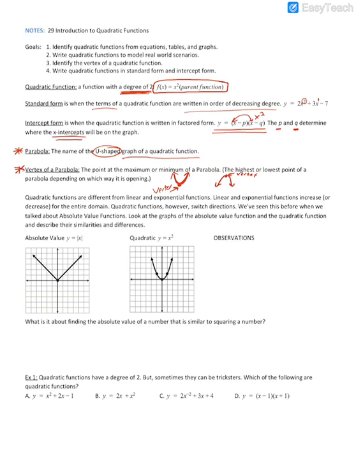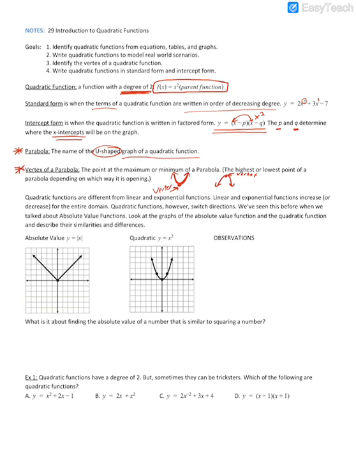All right, here we go. Quadratic functions are different from linear and exponential functions, right? Linear and exponential functions are always increasing or decreasing, just depends on which way they're pointing, for the entire domain, right? They're always going up. The y values are always getting bigger or always getting smaller. It doesn't change direction.